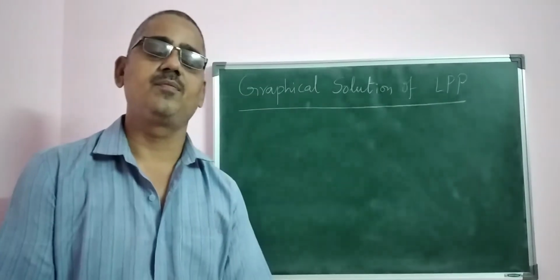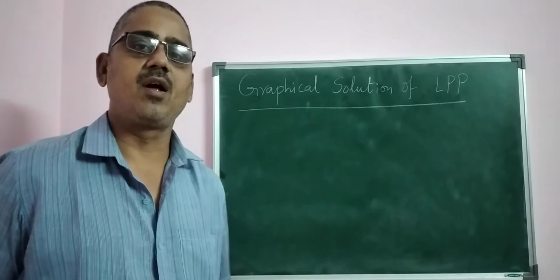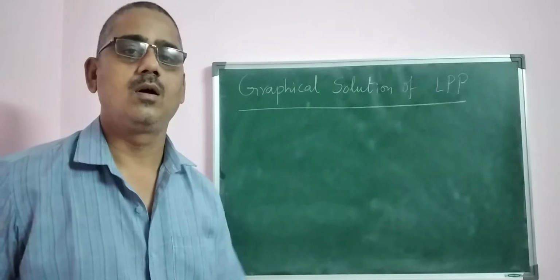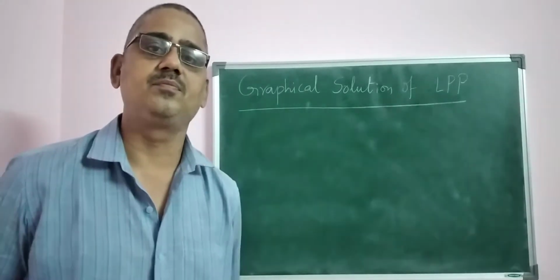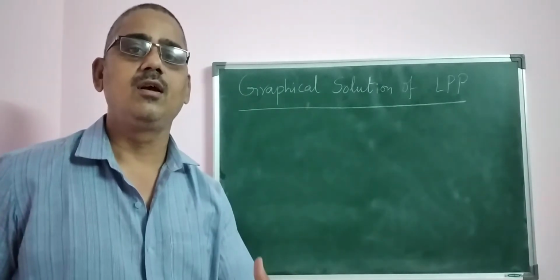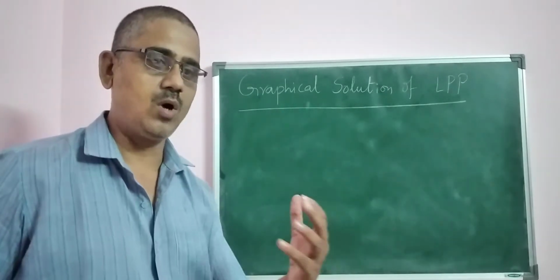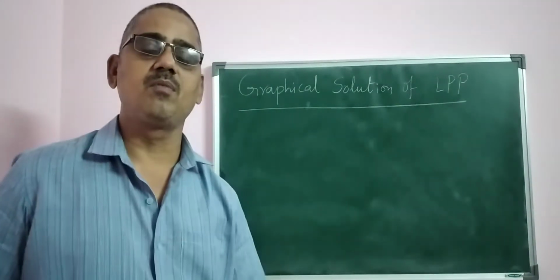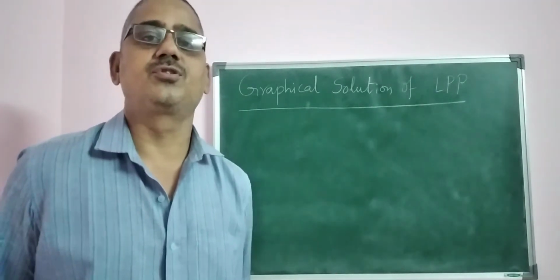BSc Statistics students. In this lesson, we discuss graphical solution of a linear programming problem. What is the graphical solution to solve a linear programming problem? So now we have started the methods of solving the linear programming problem. This is one such method which involves the linear programming problem with two decision variables, x1, x2.